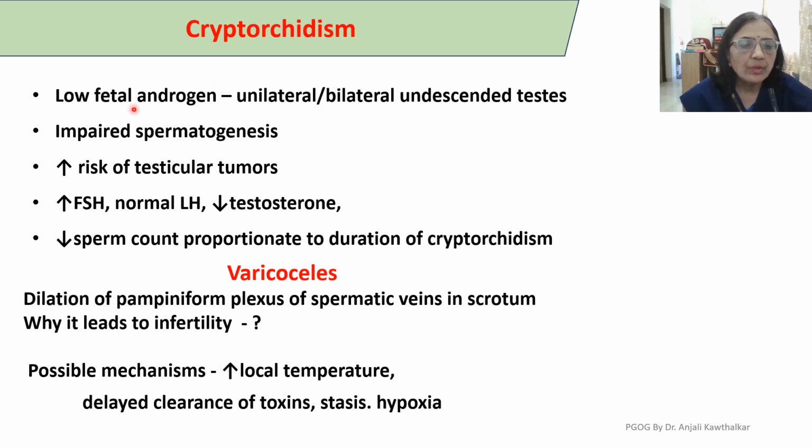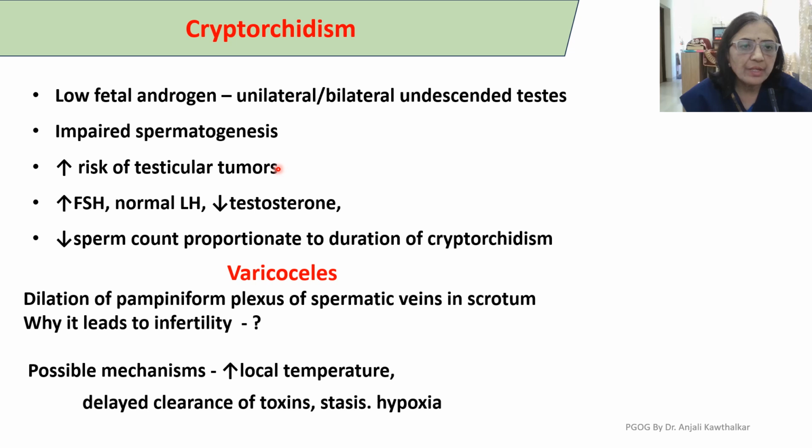Cryptorchidism is the undescended testis, where there is low fetal androgen. In fetal life, if the androgen level is low for any reason, it will lead to either unilateral or bilateral undescended testis. With the undescended testis, it leads to impaired spermatogenesis. There is increased risk of testicular tumors also.